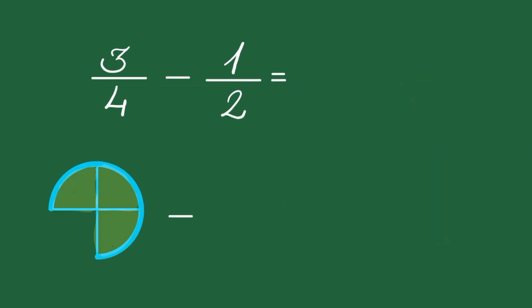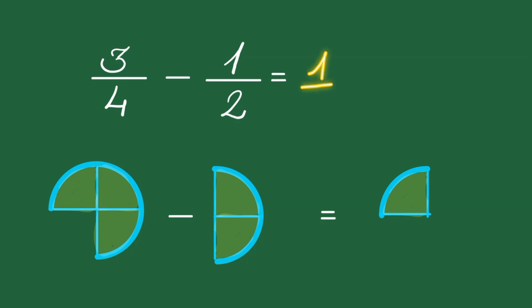Let's solve 3/4 minus 1/2. It is evident that if we remove the second image from the first, we obtain a quarter of a circle. So the answer is 1/4.